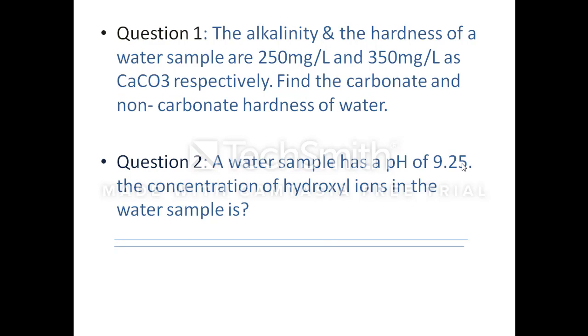Now here are some questions and you will have to solve these questions by yourself. The first question is, the alkalinity and the hardness of a water sample are 250 mg per liter and 350 mg per liter as calcium carbonate, respectively. Find the carbonate and non-carbonate hardness of water. Next, a water sample has a pH of 9.25. The concentration of hydroxyl ions in the water sample is. Here you have to find out the concentration of hydroxyl ions.